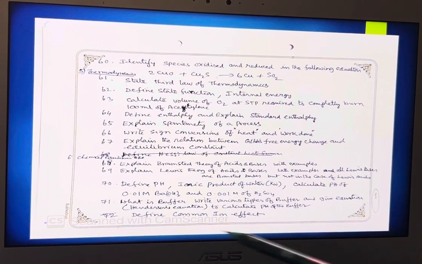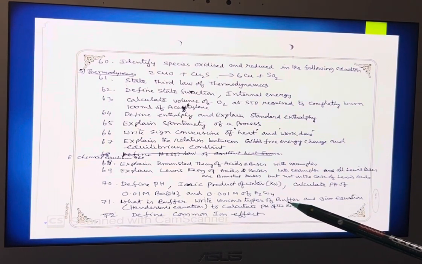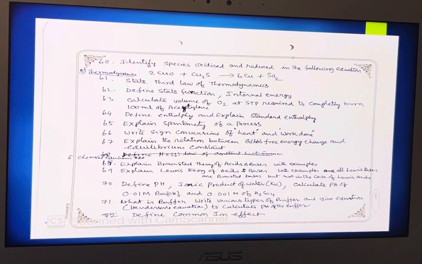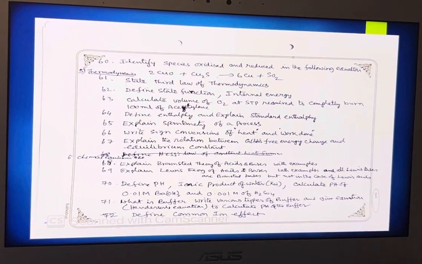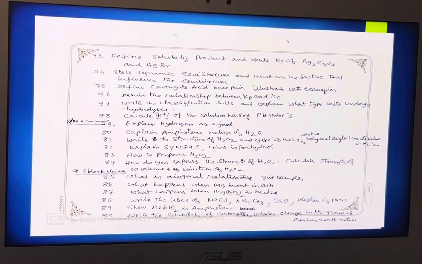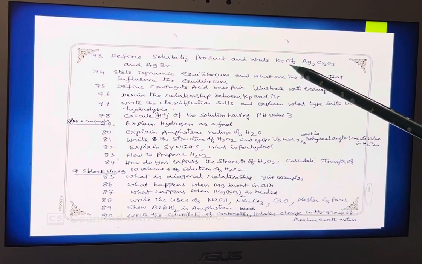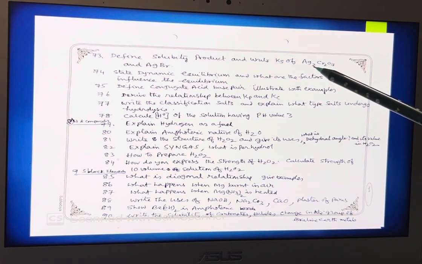So, what is the buffer? Write various types of buffer, acid buffer, basic buffer with examples, and give the equation to calculate the pH of the buffer, that is the Henderson equation you have to write. Define common ion effect. Define solubility product, and write solubility product constants for Ag2Cr2O7 and AgBr.